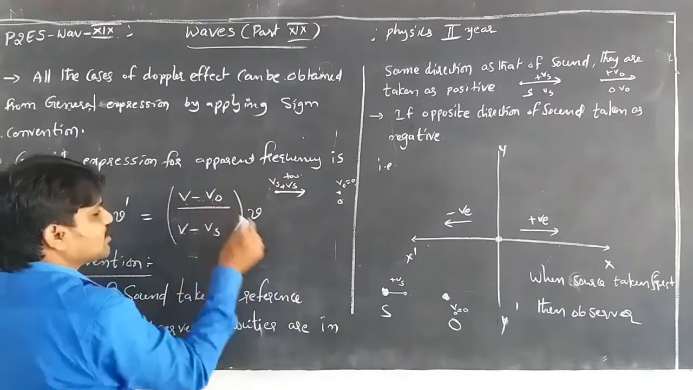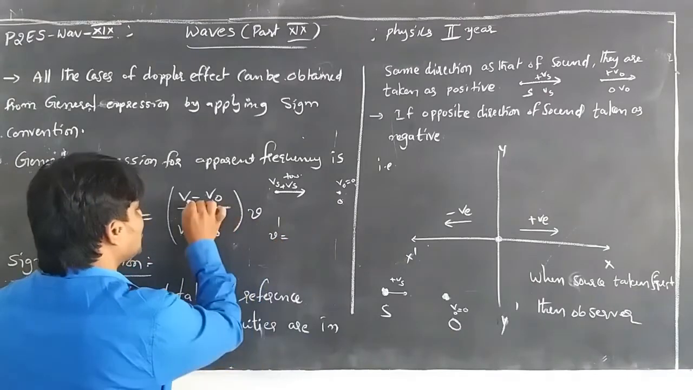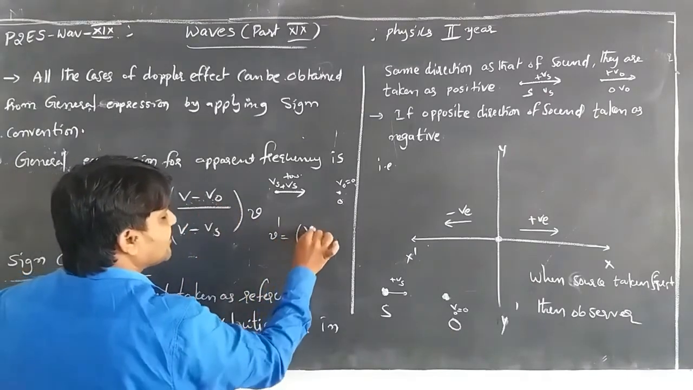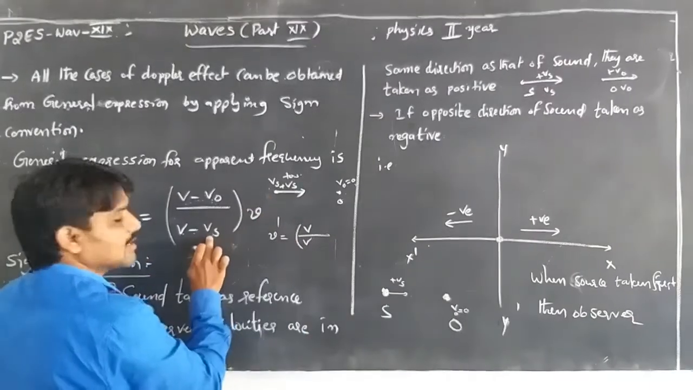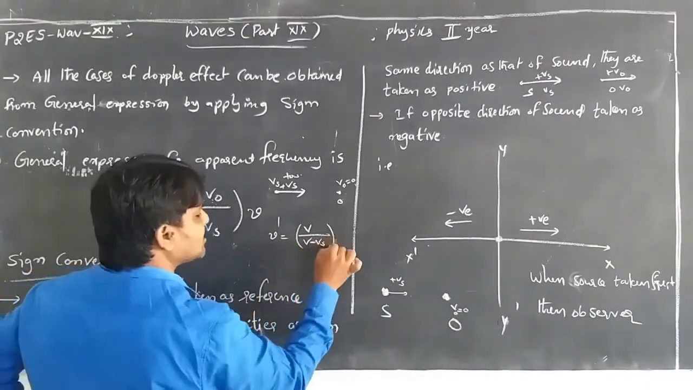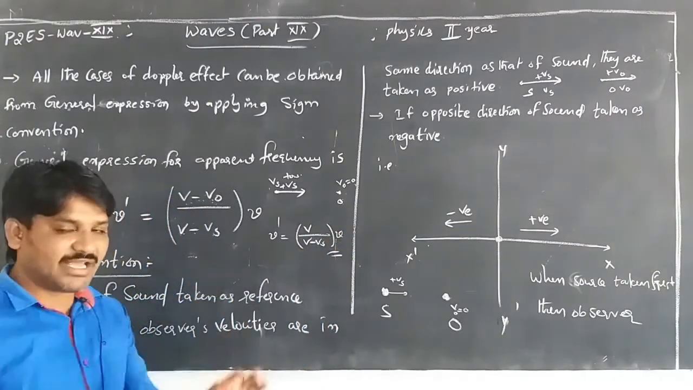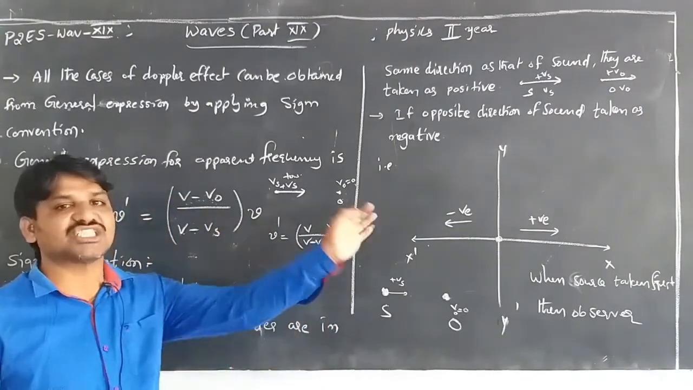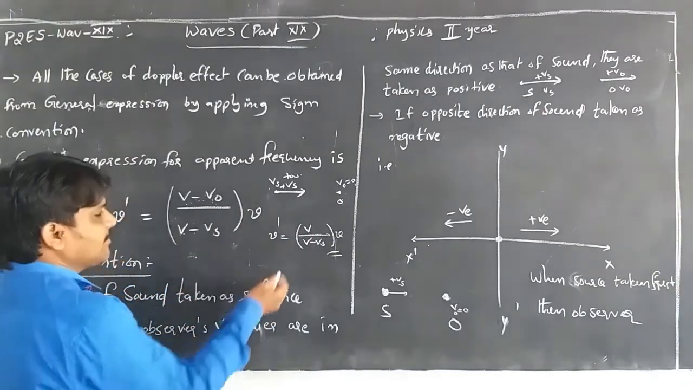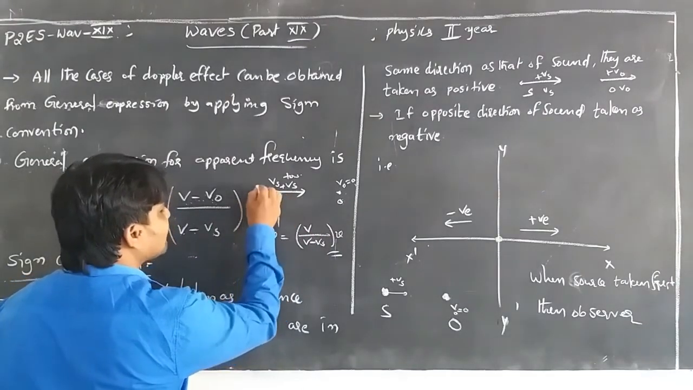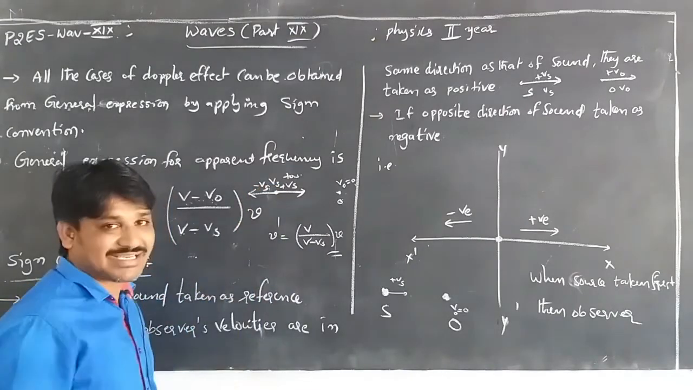As V naught is equal to 0, we can get nu dash is equal to (V minus V naught) by (V minus of plus Vs), that is (V minus 0) by (V minus Vs), into nu. This is the equation for when the source is moving towards the stationary observer. When the source is moving away from the observer, the sign will become minus Vs.